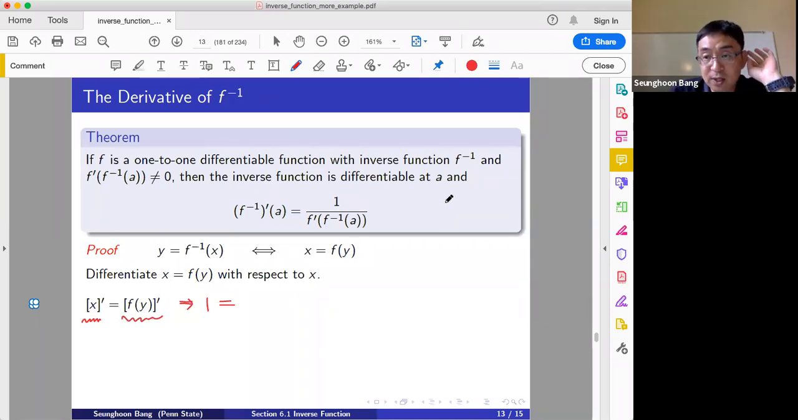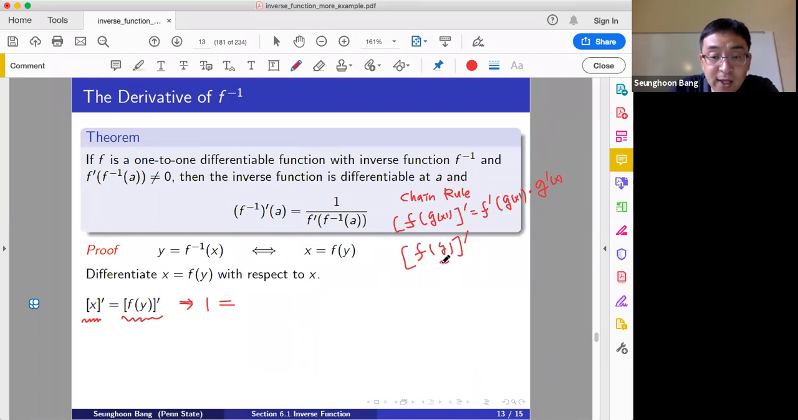The derivative of f of y, do you know that? We can use the chain rule. It's like f of g of x prime: outer function prime of inner function times inner function prime. Exactly. Chain rule. What's f of y prime?